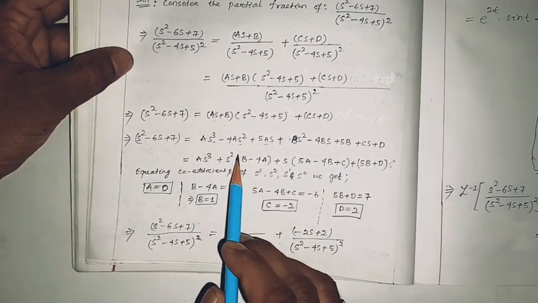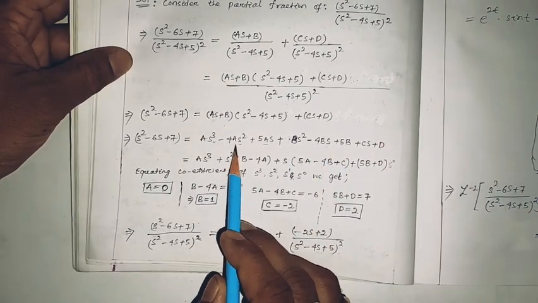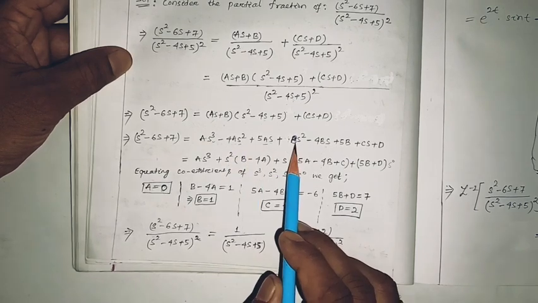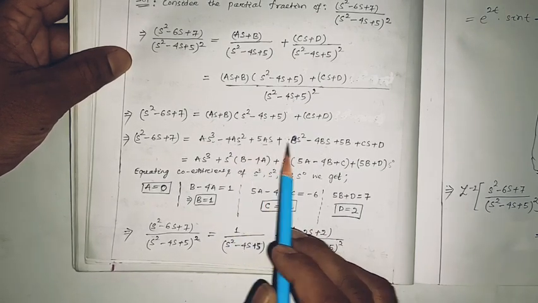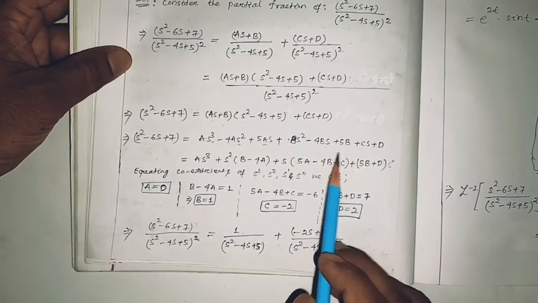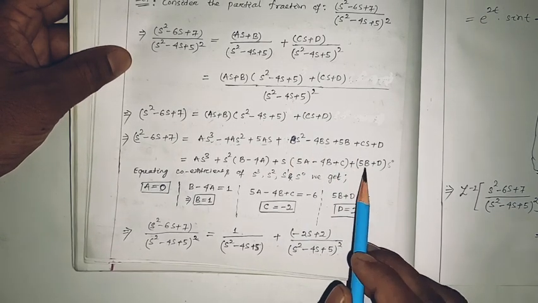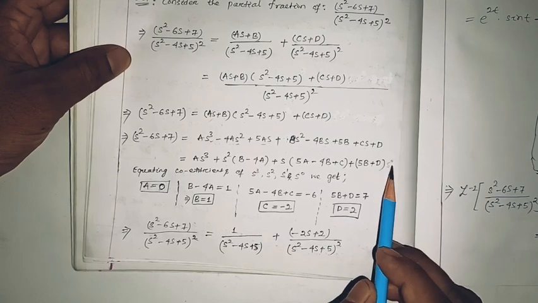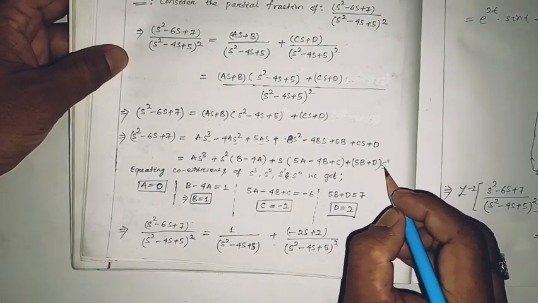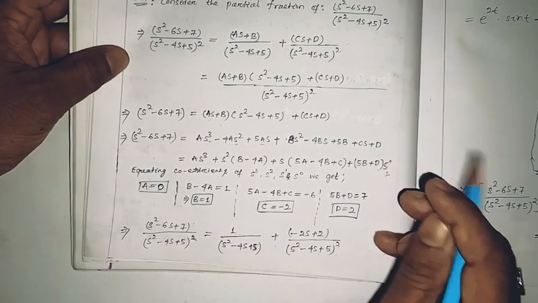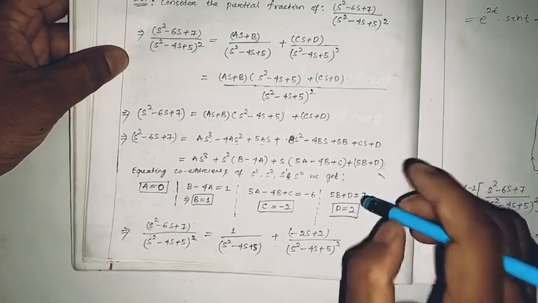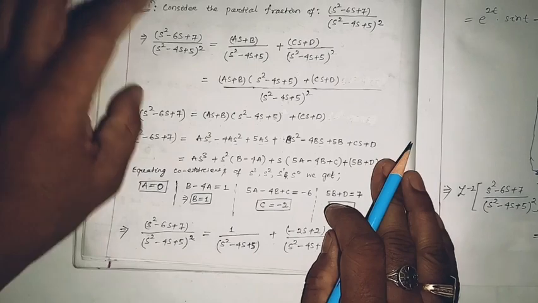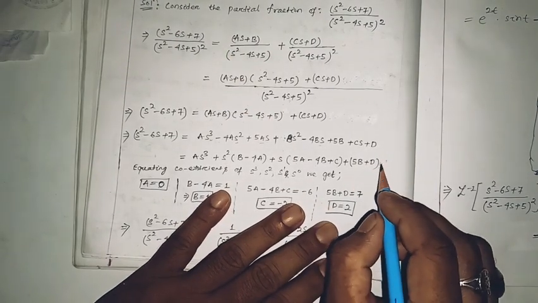So here the s cubed terms are a, and the s squared terms are b minus 4a. The s terms are 5a minus 4b plus c. Here I have written 5b plus d, which is your s to the power 0 term. S to the power 0 means 1. So 5b plus d is your constant term, the coefficient of s to the power 0.